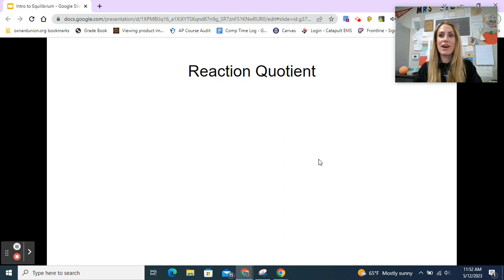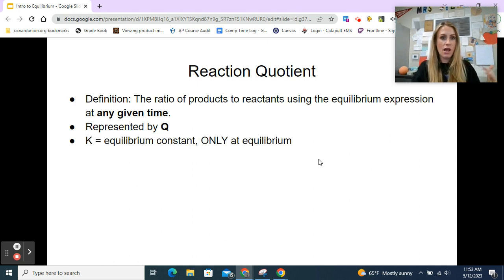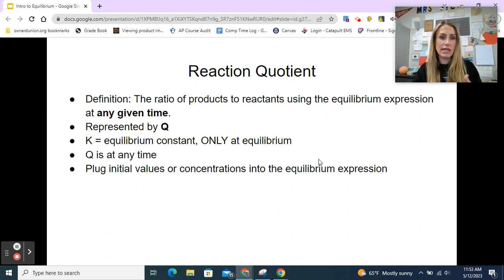Okay. Now, last thing we need to talk about here is the reaction quotient. Now, the reaction quotient is the ratio of products to reactants using the same equation, so same equation for K, at any given time, though. So K is only at equilibrium. Q, our reaction quotient, is at any time. So again, K is only at equilibrium. Q is at any time.